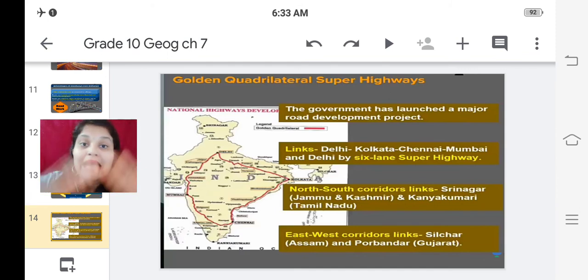Okay, and super highway, big highway, because it contains 6 lanes in one. एक ऐसा हाईवे जिसमें 6 लेन्स हैं. इन मराठी वी कॉल इट सहापदरी रोड. ओके, 6 lanes in one highway, so it is a super highway.